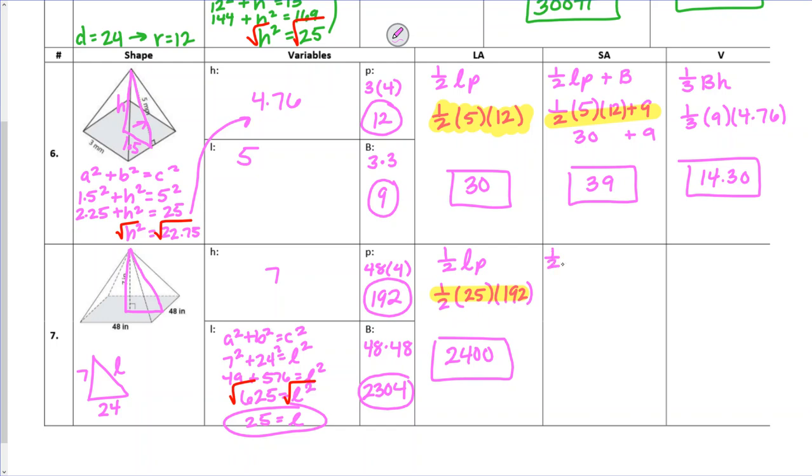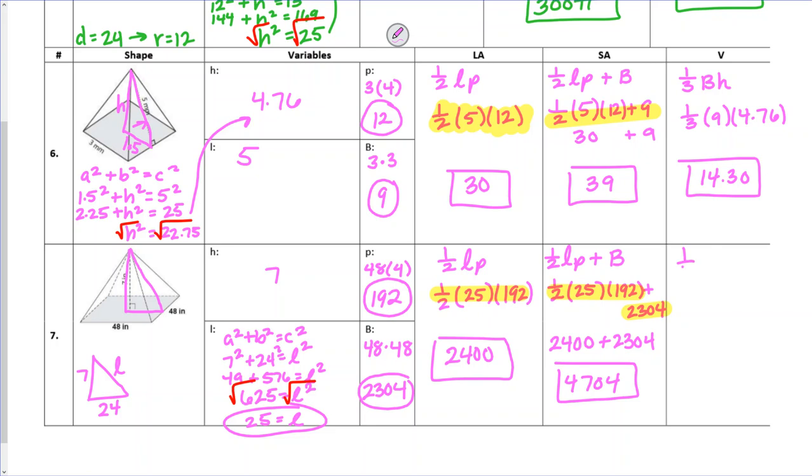Surface area, 1/2 L P plus big B. So 1/2 times L, which is 25, P, 192, plus B, which is 2,304. Again, no pi, so you could plug it all in. Or if you like to do step by step, it turns into 2,400 plus 2,304. Add them together, 4,704. No pi in the formula, no pi in the answer.